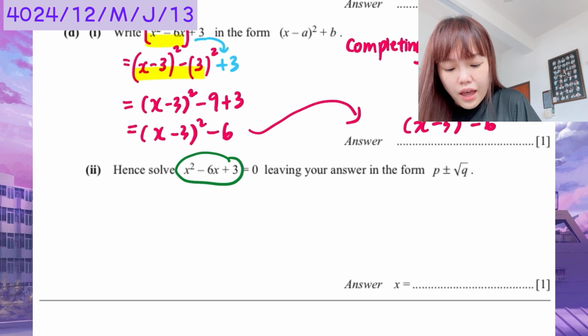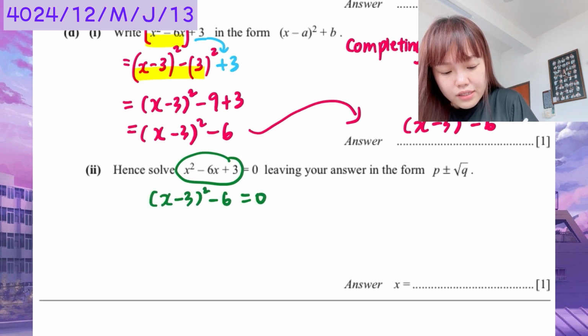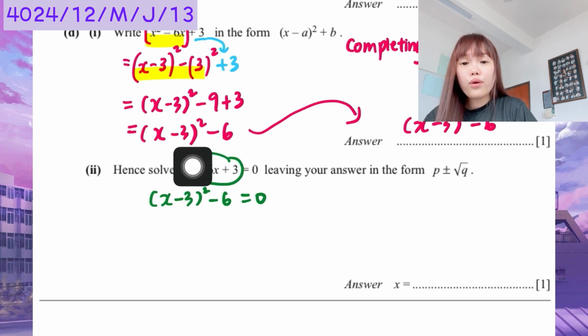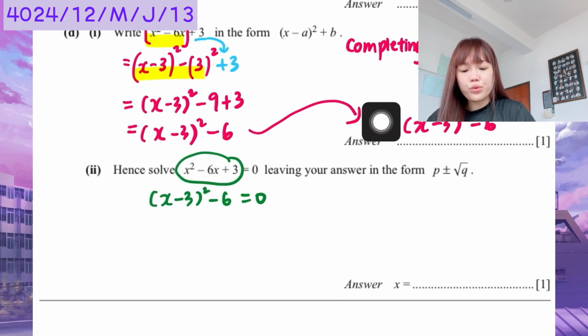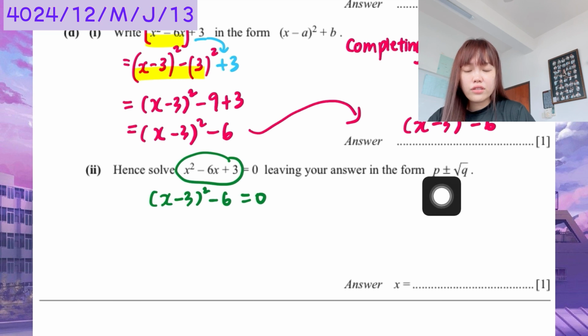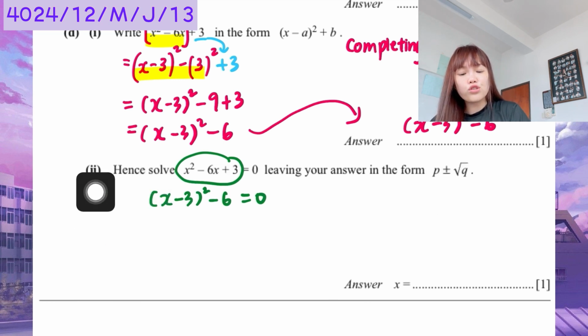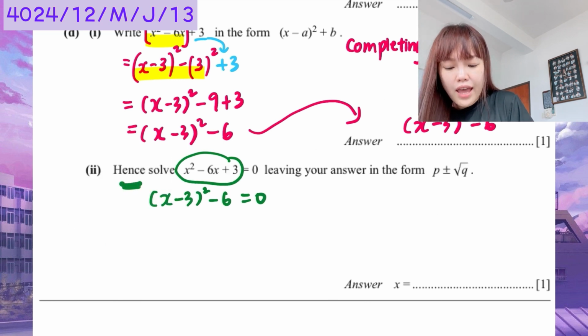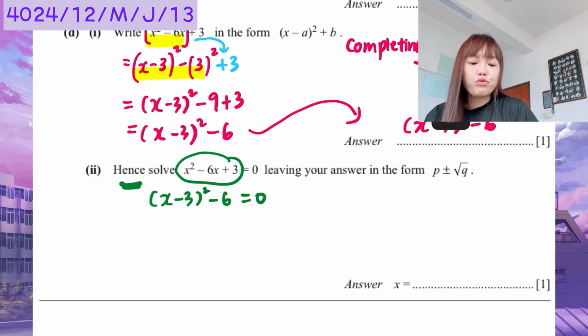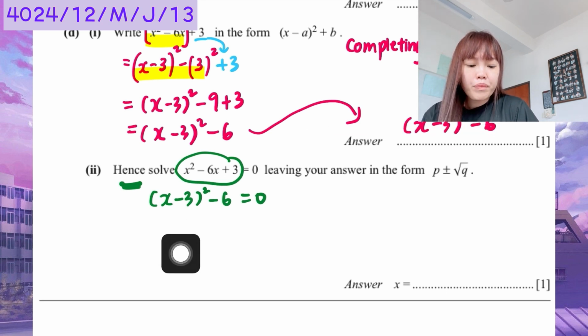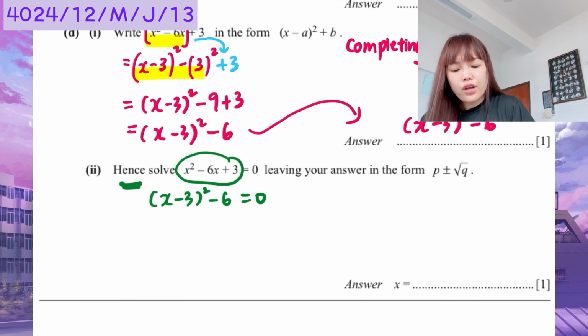Okay, so we have this one, which we already completed the square, becomes like this. And it equals 0. So basically, we just change this into the completed square version. This equals 0 because you want to solve. And because of the word hence, hence means you have to do from part 1, bring it down over.